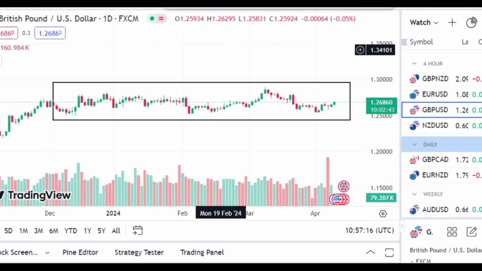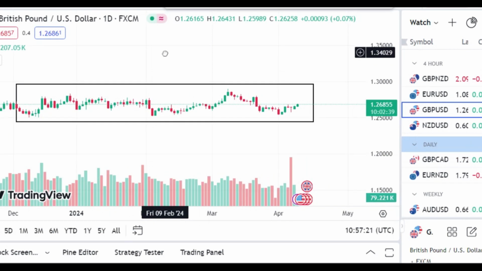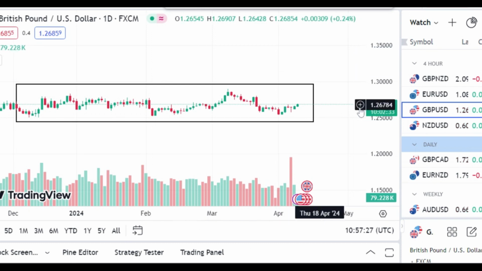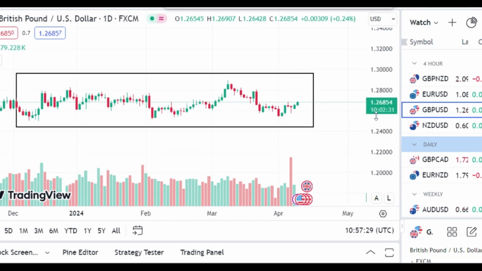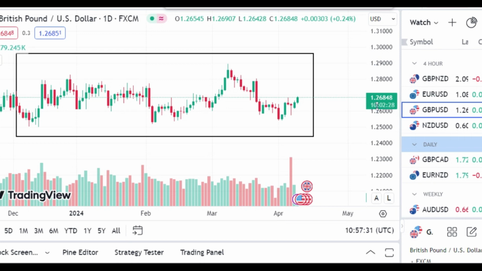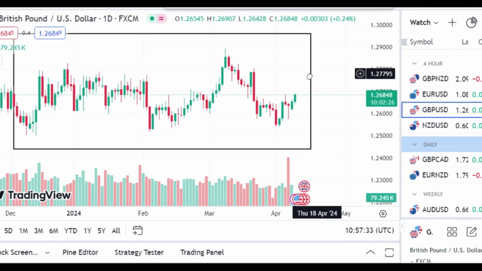Especially for us who live in Kenya, I love GBP USD because it favors me during the London session. During the London session it is daytime for me, so I can easily analyze the chart and see what is happening. So you see, the market has been consolidating again on daily.